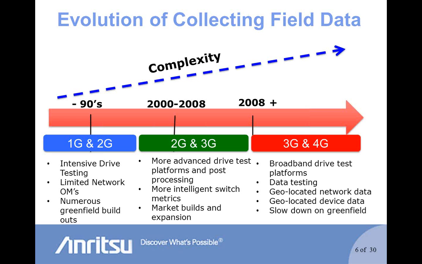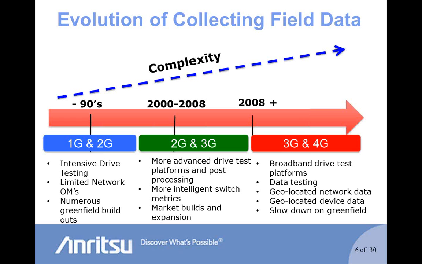So then you move into 2G and 3G deployments. You're deploying new networks. There's a lot of greenfield, a lot of new spectrum that's been purchased, new companies emerging. So during this time, you're starting to see more intelligent switch metrics, and you're also starting to see a very aggressive competitive market for field measurement test platforms.